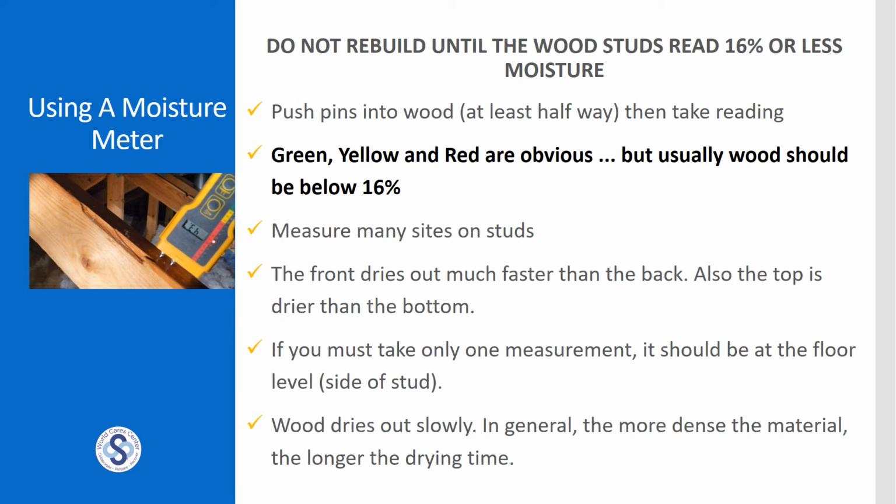Remember, use a moisture meter to see if the beams and the home are ready for rebuild. There are push pins on the moisture meter that go into wood beams. Take the reading halfway down and in several places. The front of the beams, the studs, will dry out faster than the back, and the bottom will be the last thing to dry out. So make sure to take your moisture reading at the bottom of the studs.